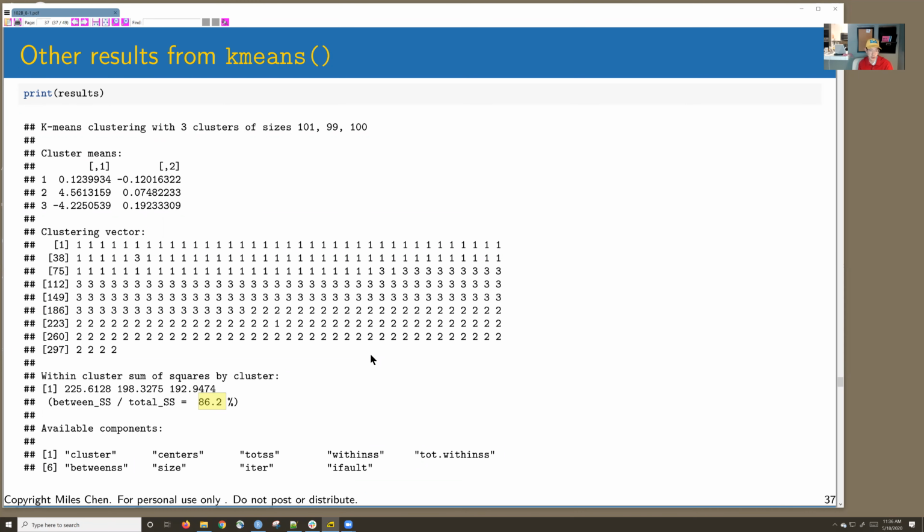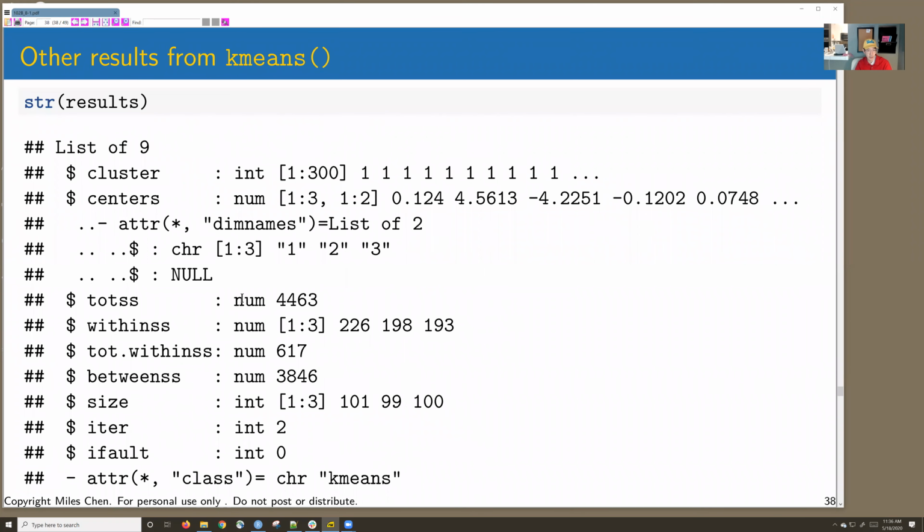There's a whole bunch of other stuff that comes in. If you look at the structure of the kmeans output, you get the list of clusters and the matrix of centers. The total sum of squares is this, the within sum of squares is this, and the between sum of squares is this. If you add the total within sum of squares and the between sum of squares, these two numbers add up to the total. And it says that the algorithm converged within a couple of iterations and things like that.